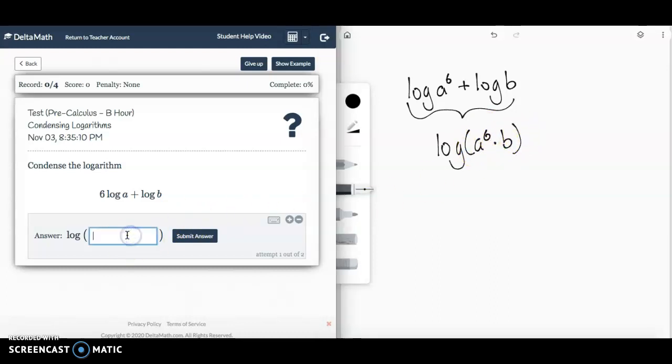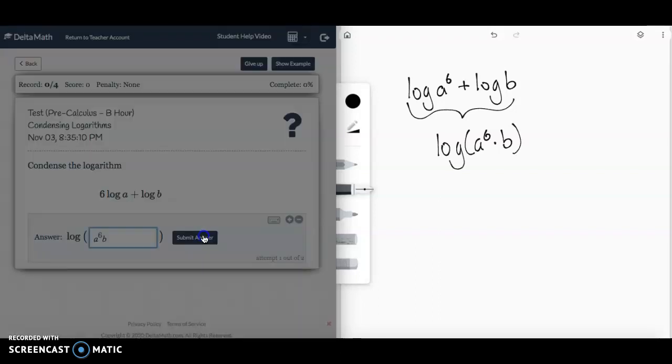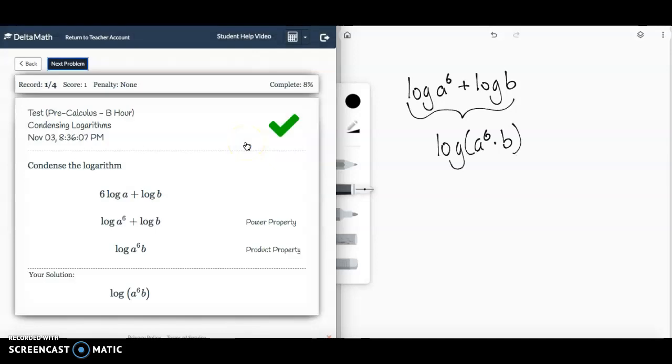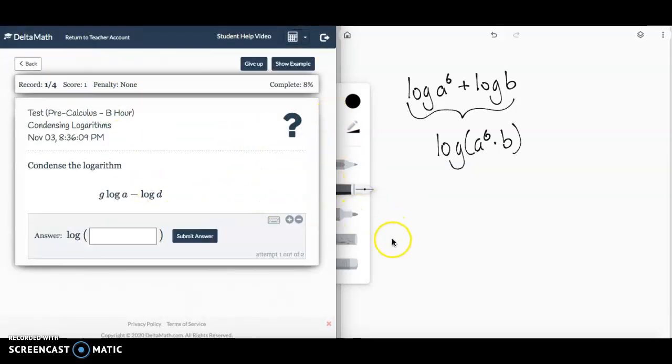So I'm just going to type that in here. A, and then if I hold shift 6, that pops it up into the exponent. It's actually a 6 and then a b. You can put a multiplication symbol in there too if you want. Voila. Let's do another one.